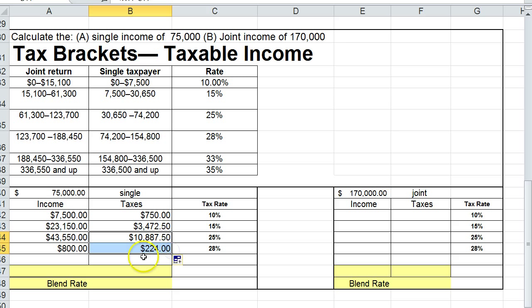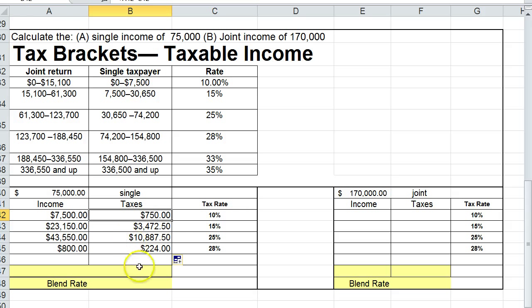So you see here that if I add up how I broke my income up into the four tax brackets, these four numbers, 7, 23, 43, and 800, will add up to 75,000. So I've taken my 75,000 and I've broken it up into the four tax brackets, and simply calculated the tax by taking my income here, multiplying it by my tax bracket here, and getting the taxes here.